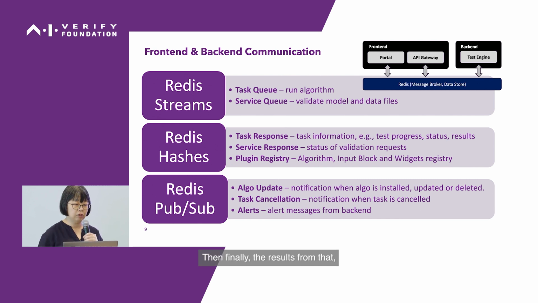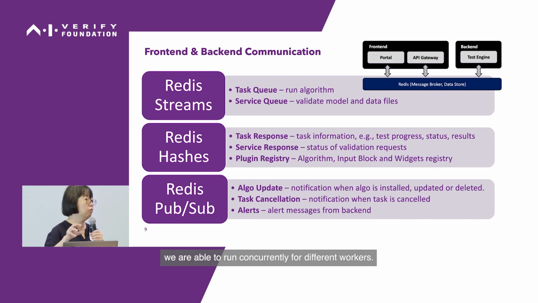Then finally, the results from when the jobs have finished executing will be posted back to the front end, also using Redis hashes. In this way, our backend engine is able to run concurrently for different workers. The backend engine has worker processes that can pick up and execute tasks in parallel.